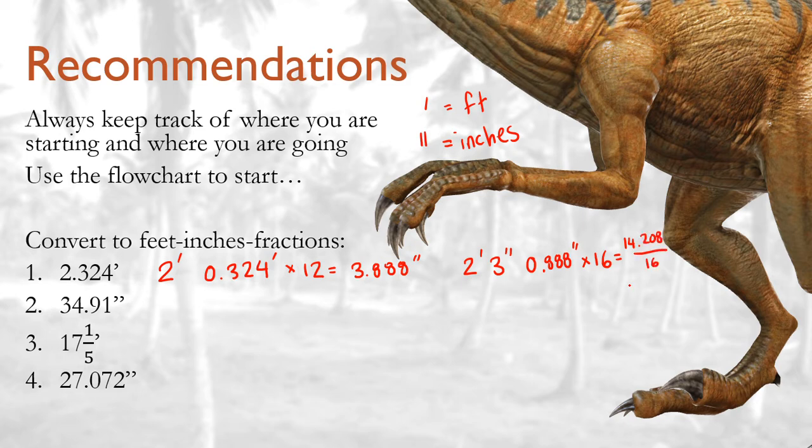sixteenths of an inch. So now for number 1, I'm at 2 feet, 3 inches, and 14/16, rounding to the closest whole number. Recognizing that 14 over 16 is the same as 7 over 8, final answer, 2 feet, 3 and 7/8. If I go back the other way, I'll get an answer that is close to 2.324 feet, but it won't be exact. How come? Because I did some rounding on the way.